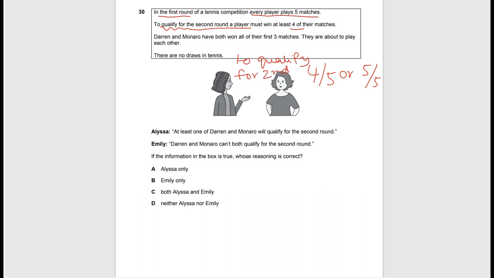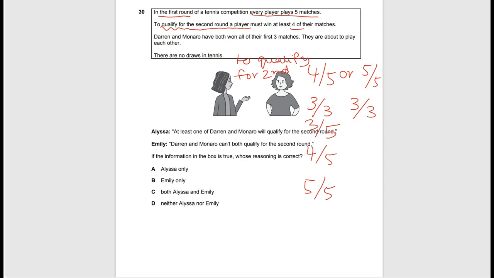Darren and Monaro have both won all of their first 3 matches. So they are currently sitting at this fraction, 3 out of 3. But we don't know. They could get 3 out of 5. They could get 4 out of 5. They could also get 5 out of 5. But if they win no more matches, they might get stuck at 3 out of 5. We don't know yet.